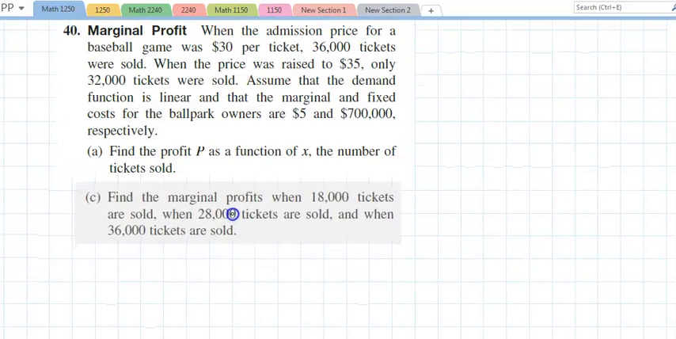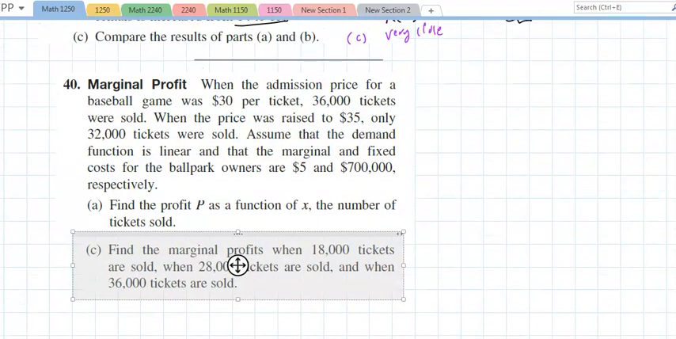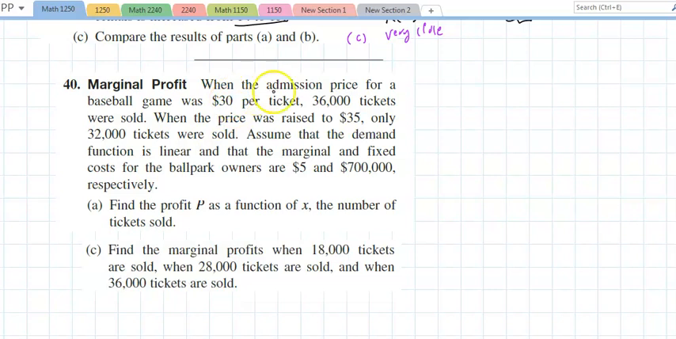but here we are. So I'm looking at this problem, and this is what it says. When the admission price for a baseball game was $30, 36,000 tickets were sold. Very good. When they increased the price to $35, only 32,000 tickets were sold.